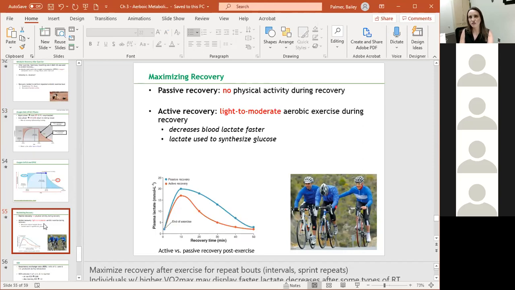So passive recovery is when you do no cool down basically at the end of your workout. So you do a workout and then you do no cool down. Active recovery is basically light to moderate exercise after you're done, which is our cool down. Active recovery is more efficient. It's more efficient at decreasing blood lactate levels, clearing away that acidity, and getting you back to homeostasis faster. So yeah, knowing the difference between those two.